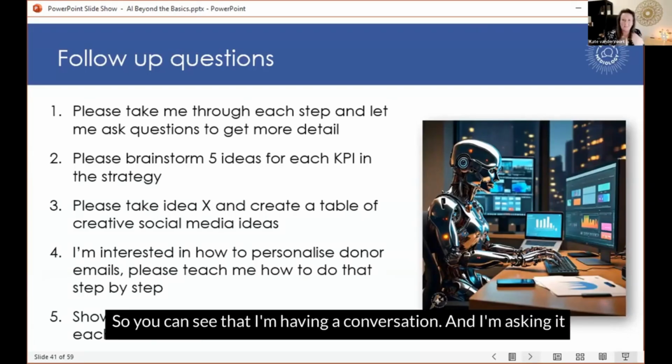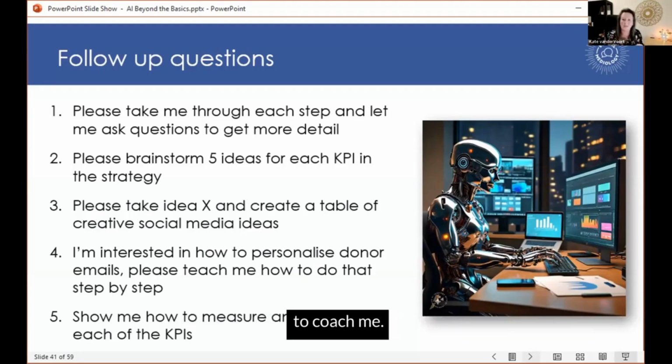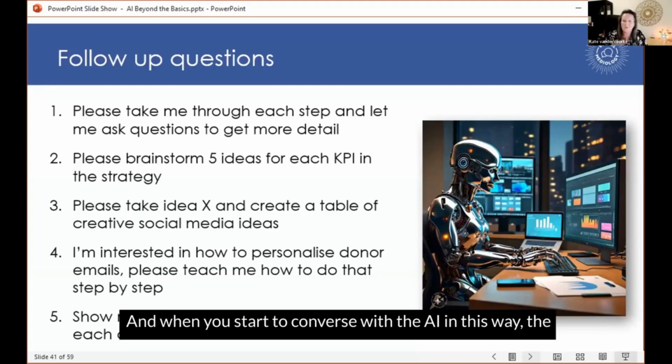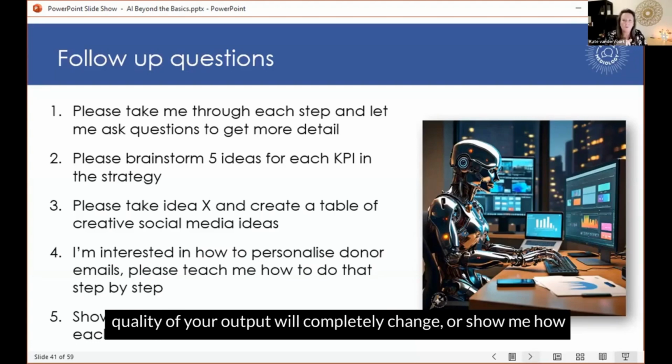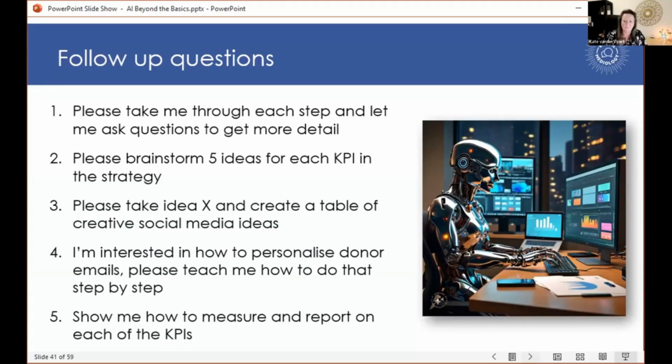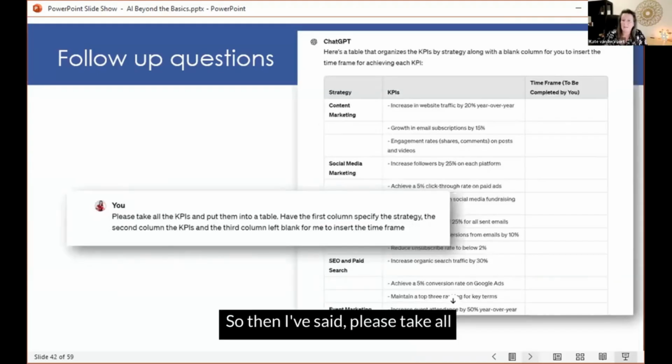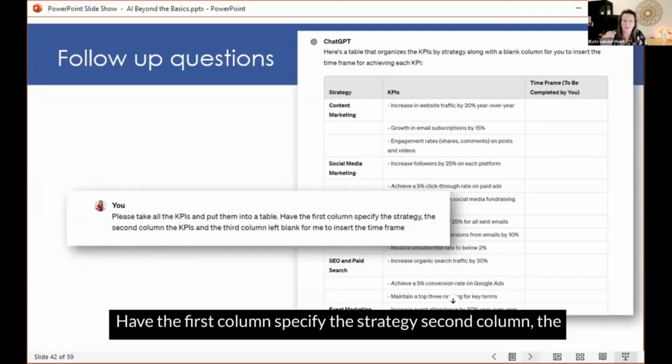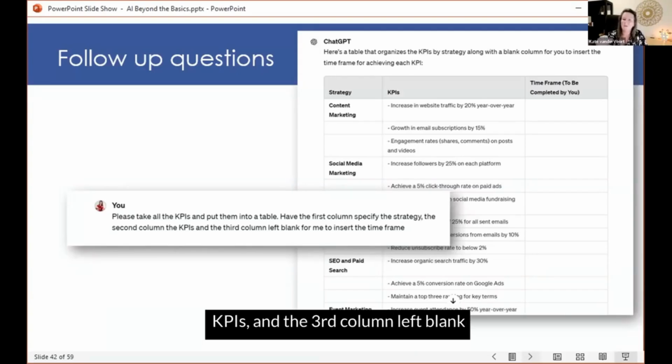So you can see that I'm having a conversation and I'm asking it to coach me. And when you start to converse with the AI in this way, the quality of your output will completely change. Or show me how to measure and report on each of the KPIs. So then I've said, please take all the KPIs and put them into a table. Have the first column specify the strategy, the second column the KPIs, and the third column left blank for me to insert a time frame.